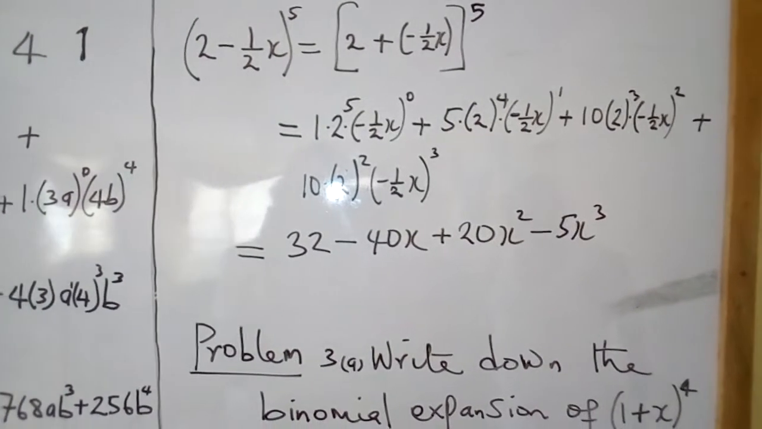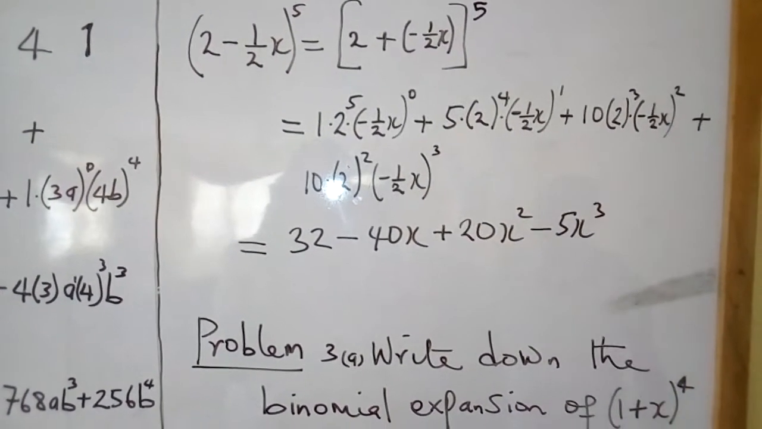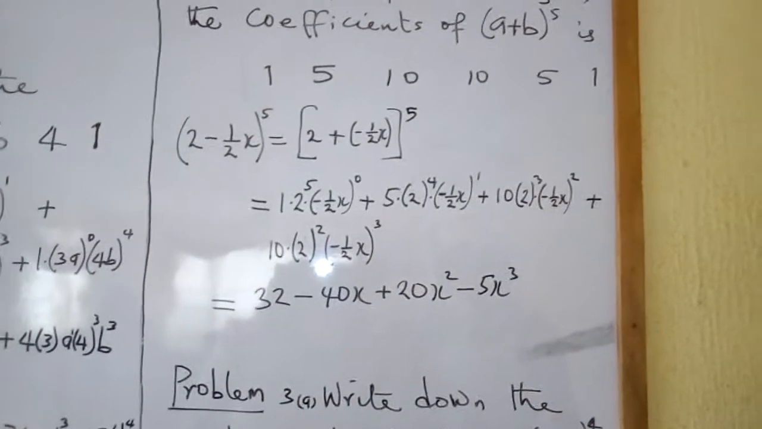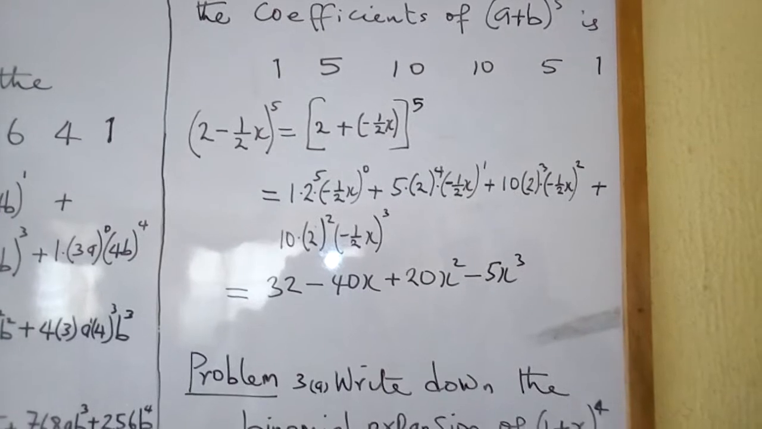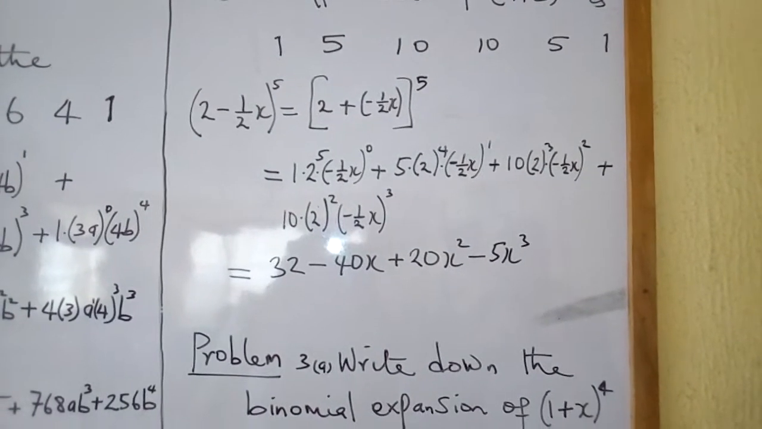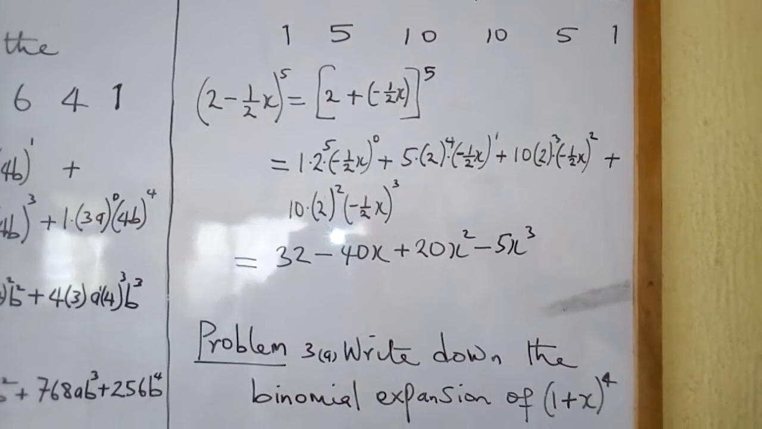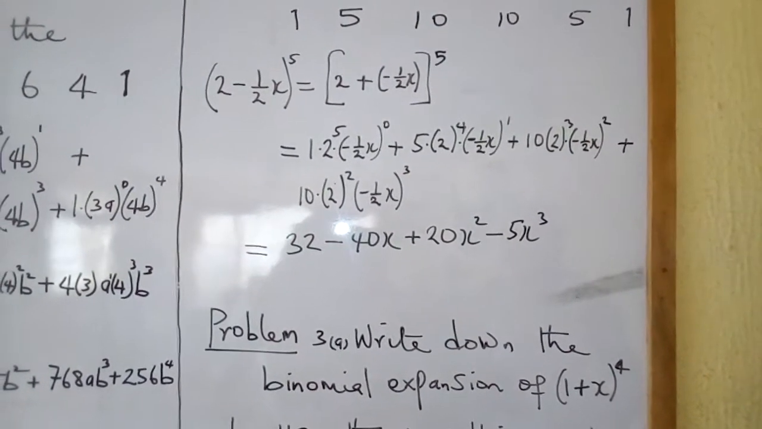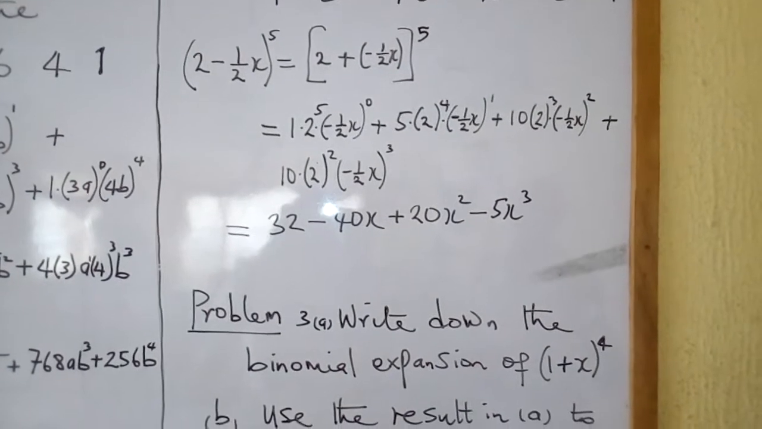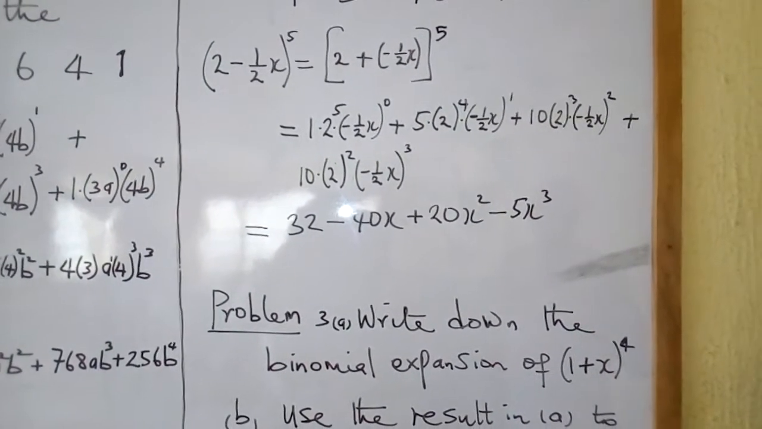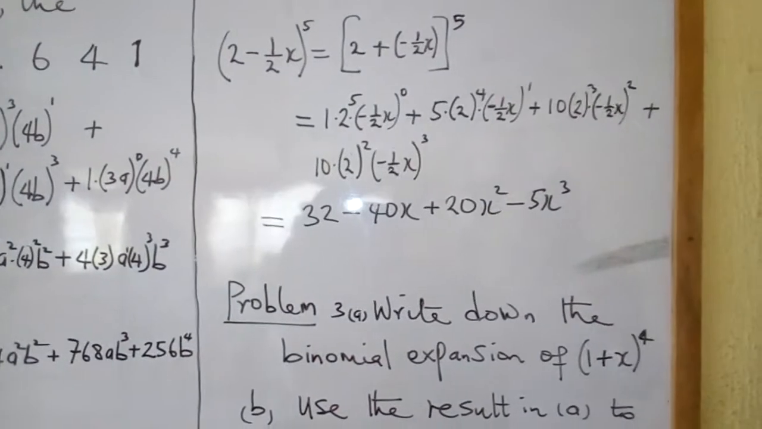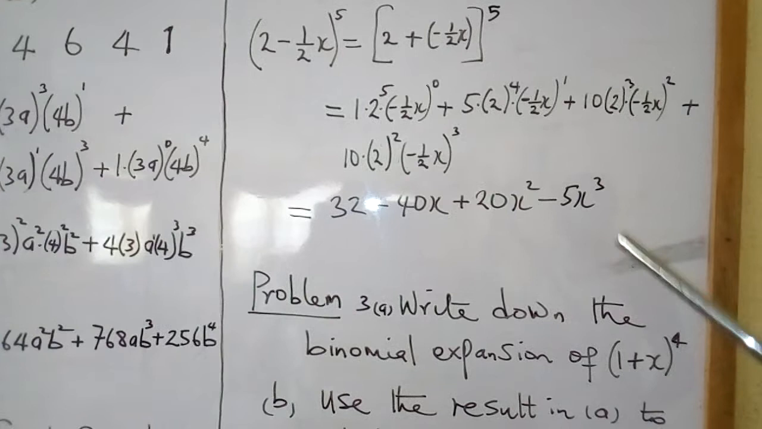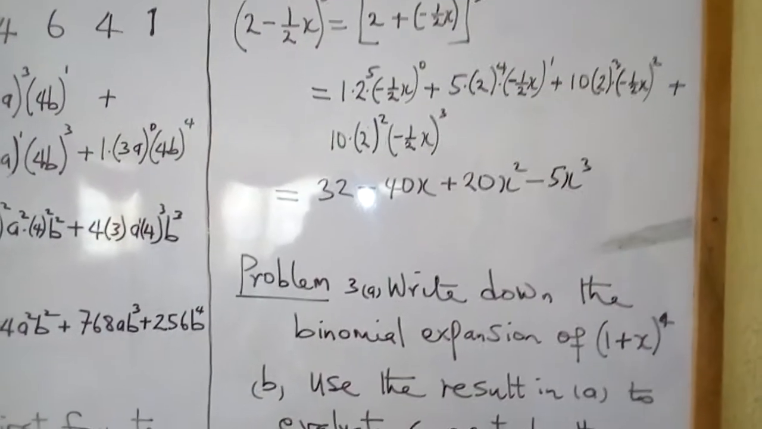Now the coefficient of the first term is 1, and the first term is what? 2 raised to power 5. Remember, the first term will decrease from the highest power, which is n, to 0, and the second term will increase from 0 to the highest power, which is n. Here, n is 5. So we have 2 raised to power 5, minus half x raised to power 0. The coefficient of the second term is 5.